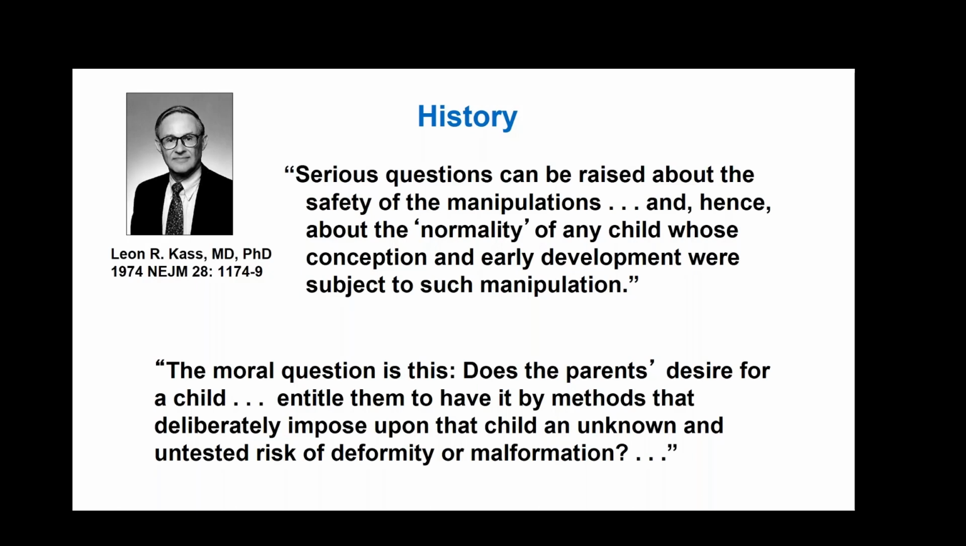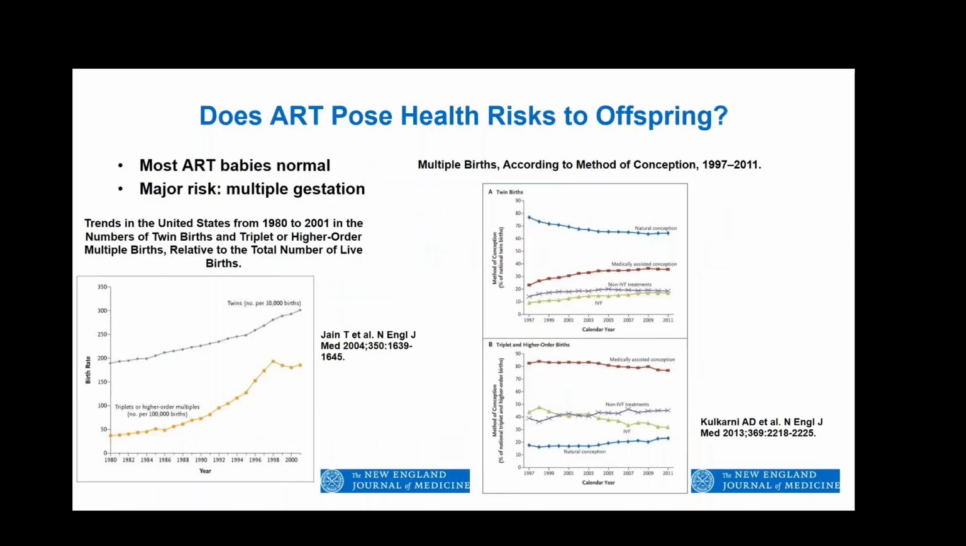He went on to say, the moral question is this: does the parent's desire for a child entitle them to have it by methods that deliberately impose upon that child an unknown and untested risk of deformity or malformation? Well, as we now know, Louise Brown was a normal, healthy baby, as have been the vast majority of babies born from ART. However, ART success rates were initially very low, less than 5% per cycle.